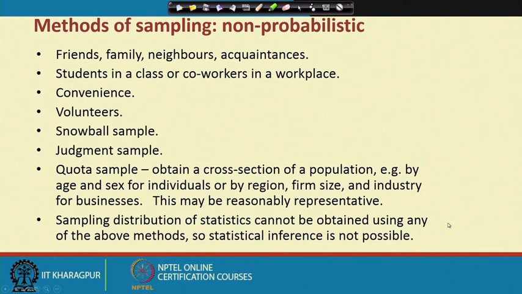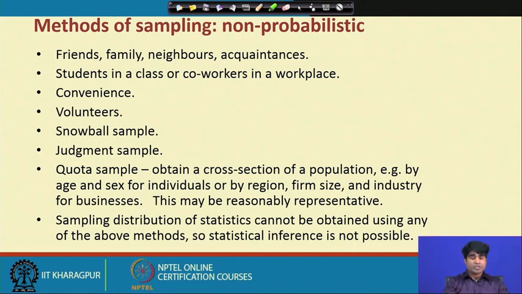So, methods of sampling. There is a probabilistic kind of structure and there is a non-probabilistic structure. You can take the sample from friends, family, students in a class, or co-workers in a workplace, then convenience sampling, volunteers. These are judgmental sampling. These are all ways in which you have to collect the samples.